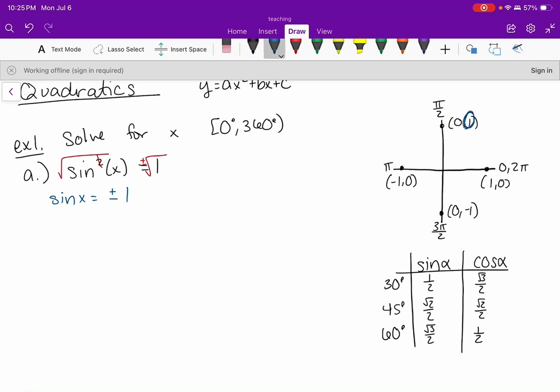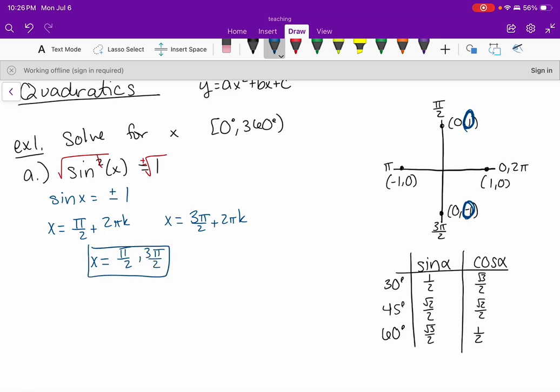Well, positive 1 is up here at pi over 2. Negative 1 is down here at 3 pi over 2. So my answers here, I'd have pi over 2 plus 2 pi k, and I'd have 3 pi over 2 plus 2 pi k. If it said for all values, I'd box it in right now, but it only wants between 0 and 360, so I would do pi over 2 and 3 pi over 2. Now, of course, I did just do radians. The question asked for degrees, so it would be best to write this one in degrees, which would be 90 and 270.